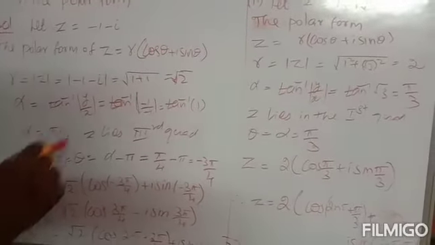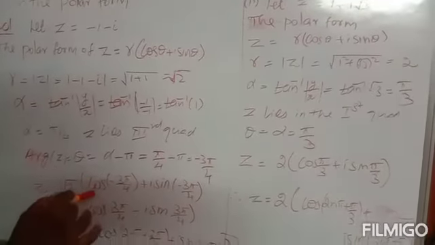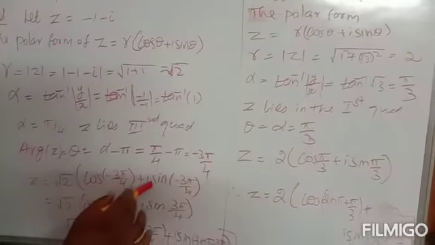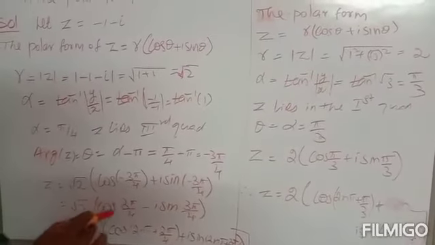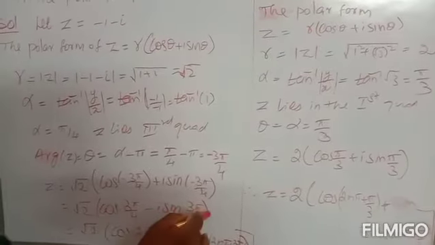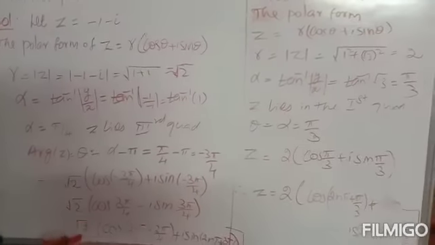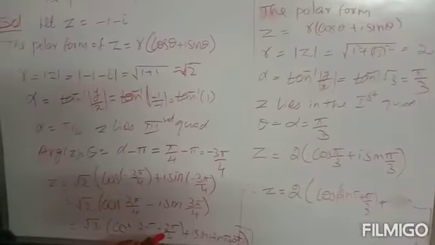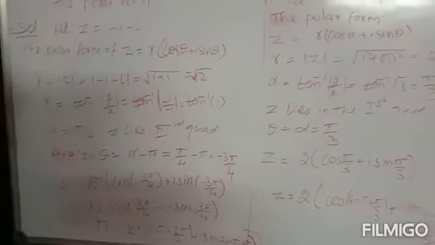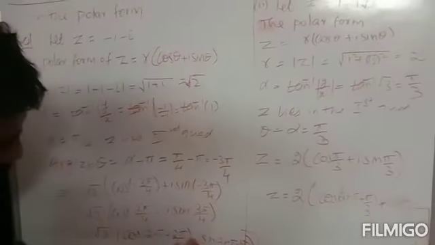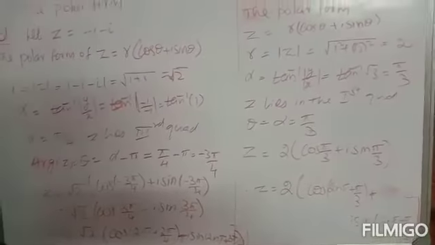Therefore z, that is minus 1 minus i, is equal to square root of 2 into cos of minus 3 pi by 4 plus i sin of minus 3 pi by 4. That is equal to root 2 into cos 3 pi by 4 minus i sin 3 pi by 4. In general form, it is root 2 into cos of 2n pi plus 3 pi by 4 minus i sin of 2n pi plus 3 pi by 4. Next, the second one.